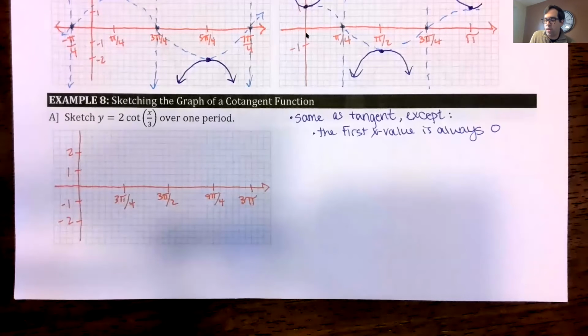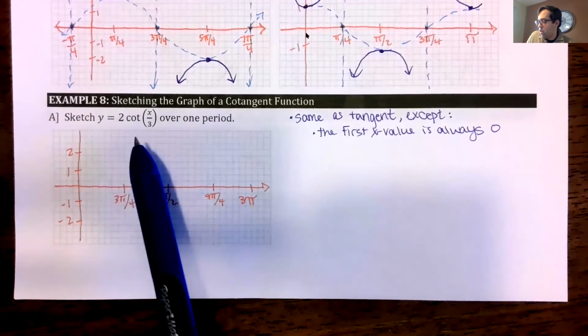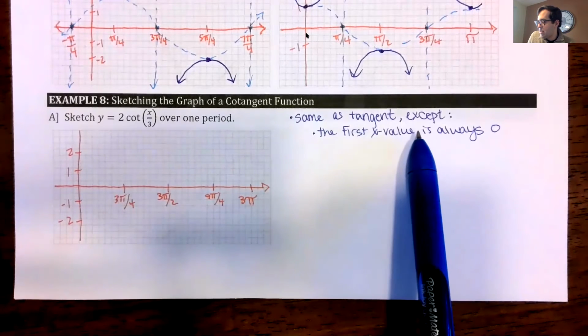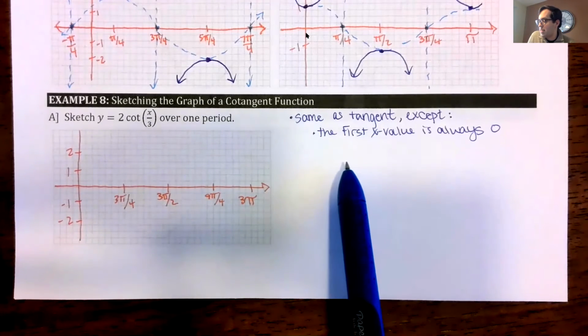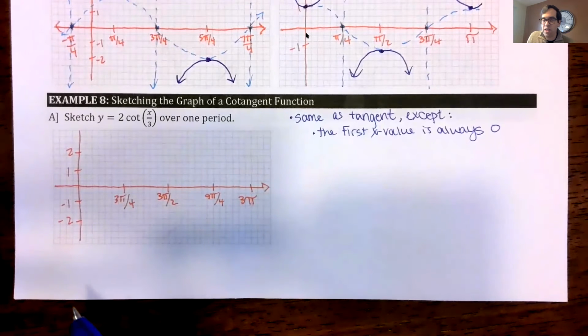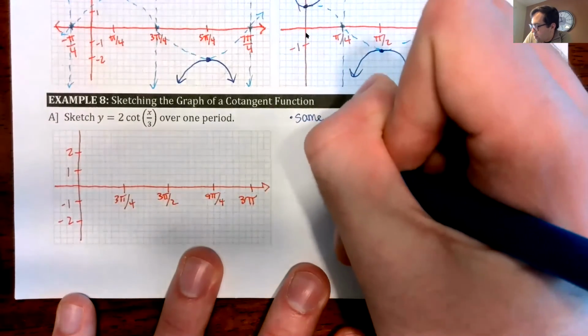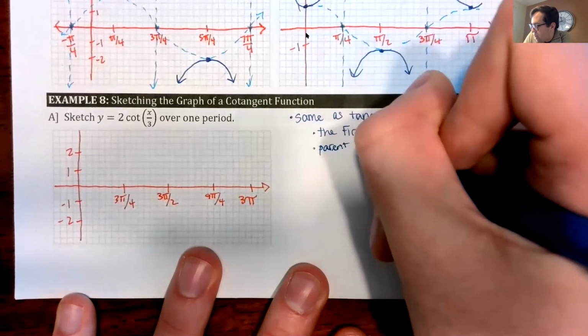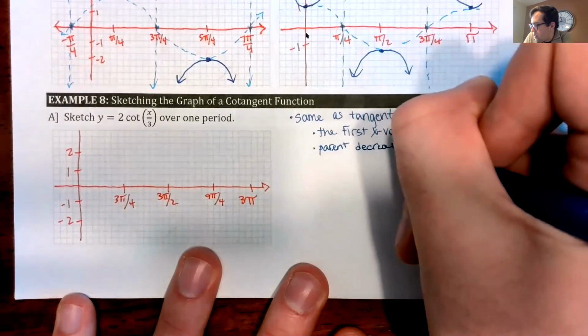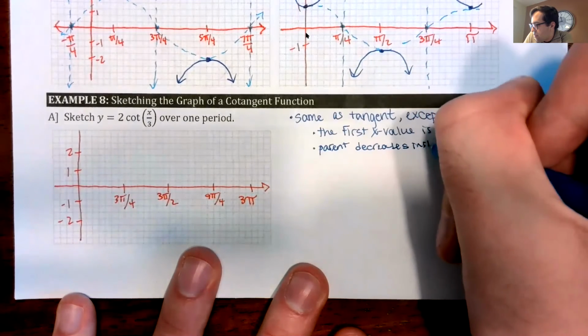All right, so I want you to write this down. Cotangent is the same as tangent, the same process as tangent, except that the first x value is always 0. I mean, the graph is also slightly different, right? It goes down instead of up. So if you want to write something about that, you can, but we're just going to always go based off of the parent graphs. I'll write that the parent decreases instead of increases.